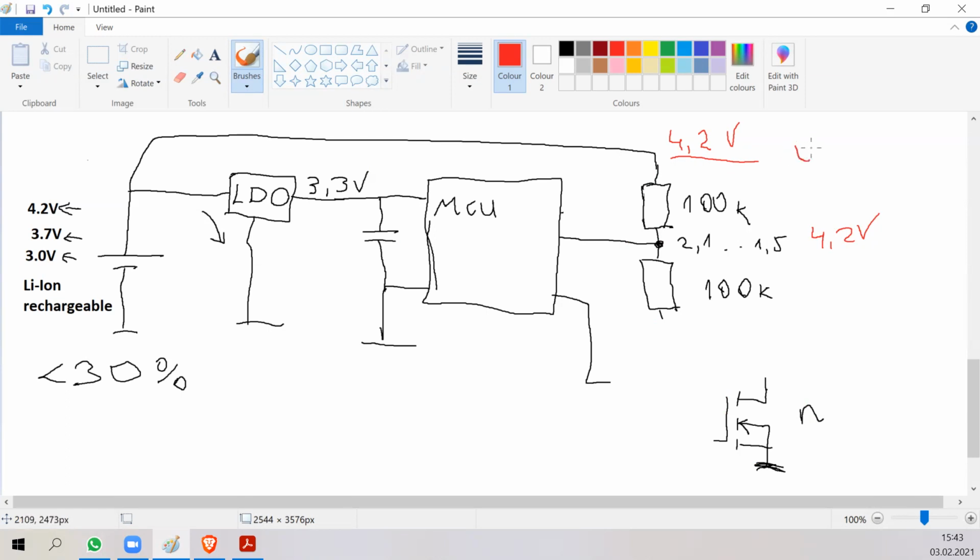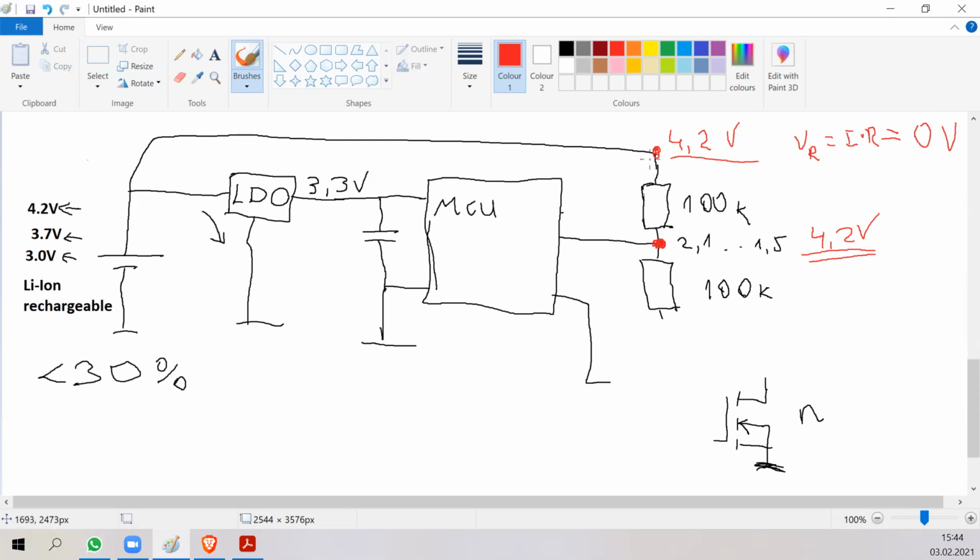So voltage on the resistor is equal to current times resistance. Resistance is 100K, but the current is 0. So voltage on the resistor is 0 volts. It means that both ends of a resistor have the same voltage. There's no voltage drop. So this point through this resistor actually becomes 4.2 volts.